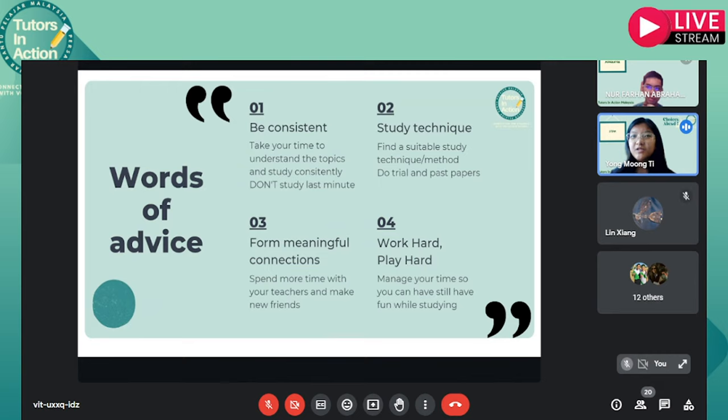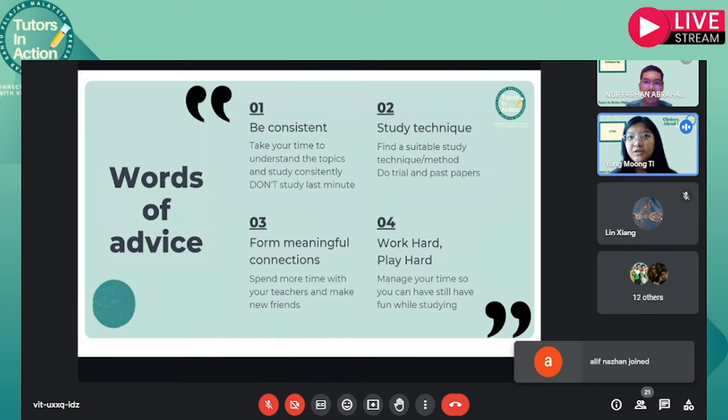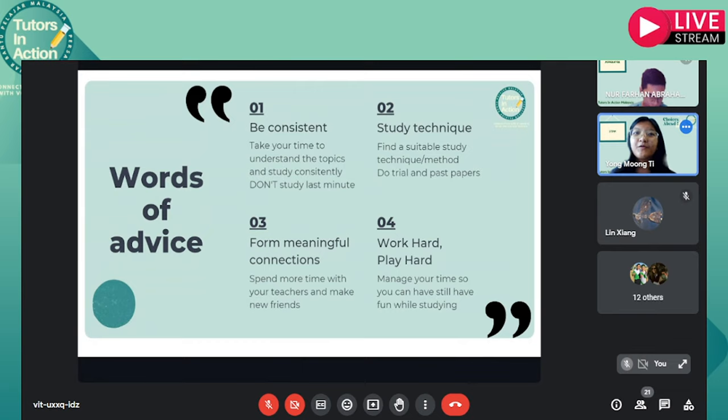Number three, I would say, do also take the time to form meaningful connections with friends, your teachers, because 1.5 years is actually, it goes by really quickly. So I met a lot of great people in Form 6. So definitely take the time and get to know new friends and people and your teachers.